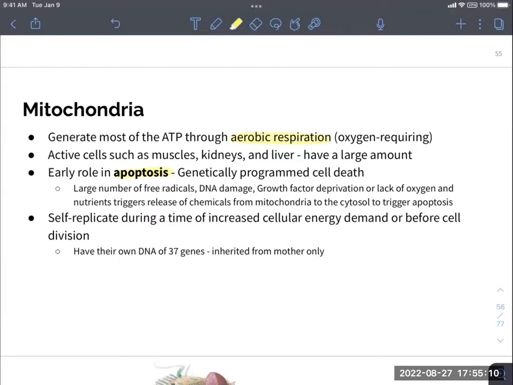Mitochondria can also self-replicate in times of great energy demand. They also tend to replicate right before cell division. Mitochondria actually have their own DNA that is 37 genes long. The DNA that comes from the mitochondria only comes from your mother. There is no part of the mitochondrial DNA that comes from your father.